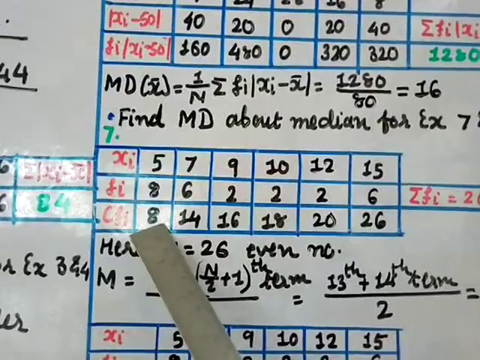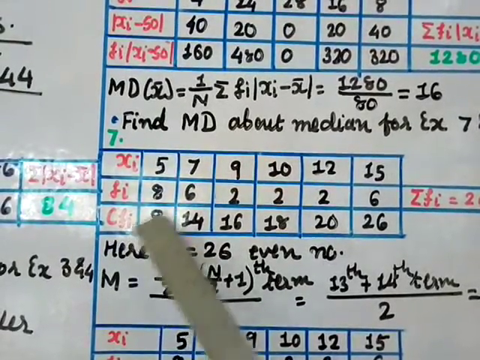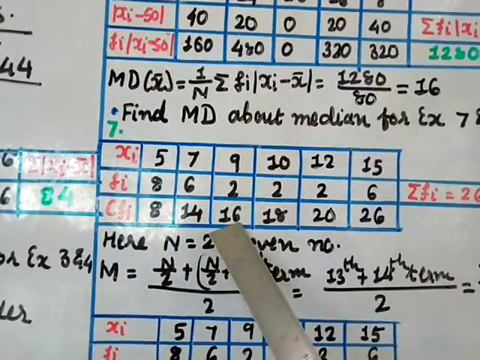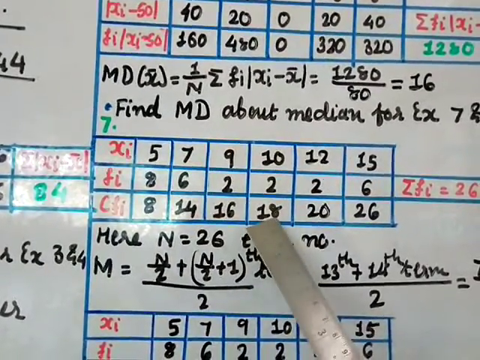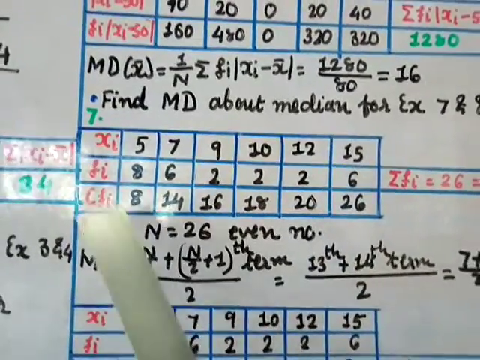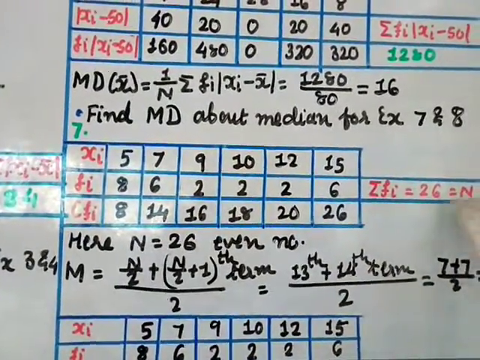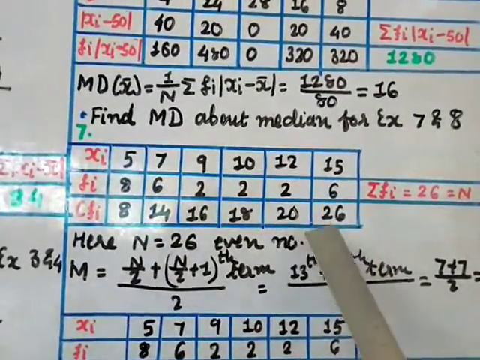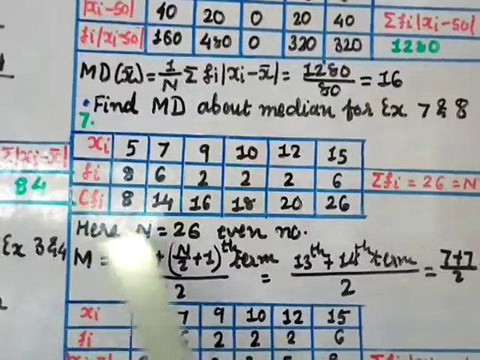The first frequency as it is, the next will be 8 plus 6, 14. Next will be 14 plus 2, then 16 plus 2, then 18 plus 2, 20 plus 6, 26. And sigma fi, that is capital N, will be 26, the same as this value. This is the total. Here n is equal to 26.